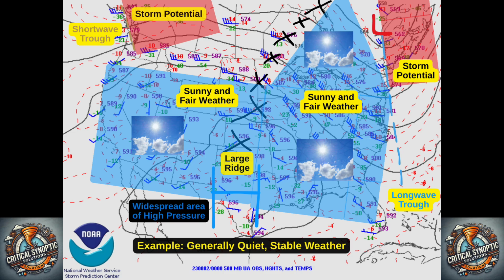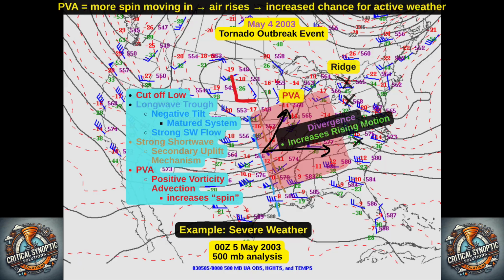This is actually a good reminder that meteorologists don't look for just one feature. We always ask, how many of the ingredients are coming together? Now let's compare that to a pattern that's almost the complete opposite. Now this is a much more active setup.